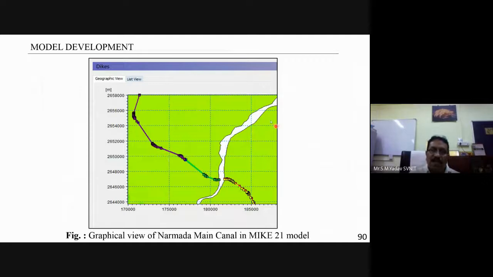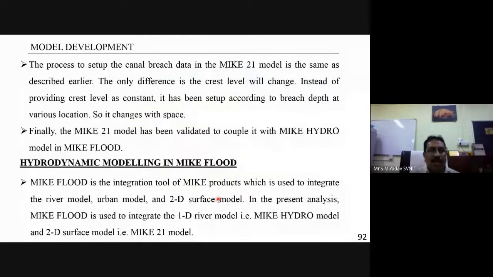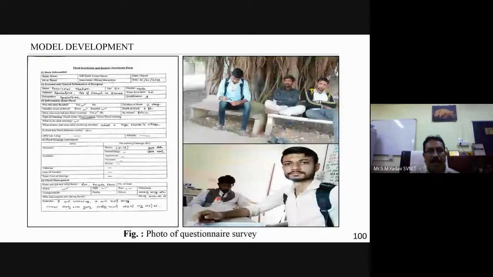The structure is the Narmada Main Canal, which is passing perpendicular to the main river, and that has been constructed using MIKE software. Running the hydrodynamic MIKE model, we have got the flood inundation. To validate it, a flood inundation questionnaire survey has been prepared, and this is the actual photograph of Nikunj, who has visited the villages and collected the highest water level in specific villages.